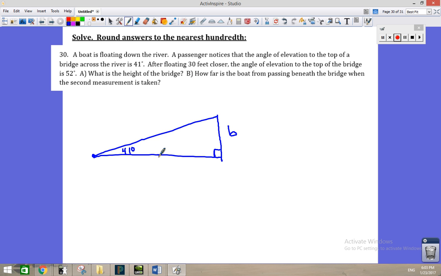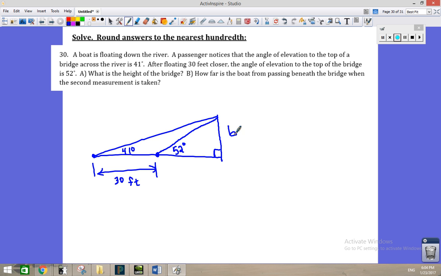You now float down river, getting closer to the bridge, so the distance from here to here was 30 feet. You're 30 feet closer to the bridge. When you're closer to the bridge, you have to tilt your head farther back to see the top of the bridge, so it makes sense that this angle is bigger than the 41 degrees.